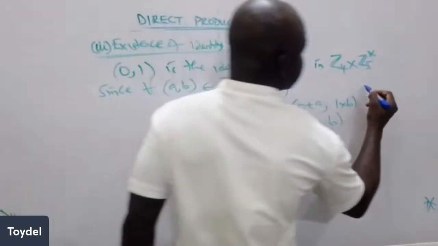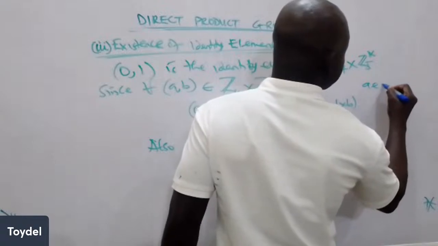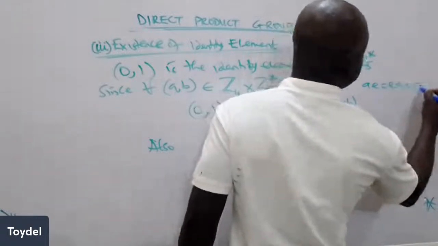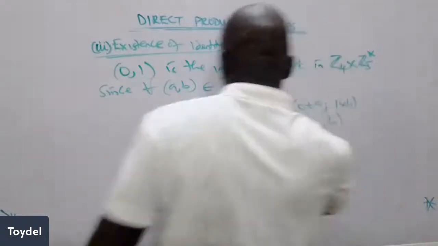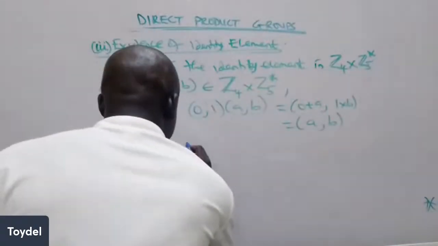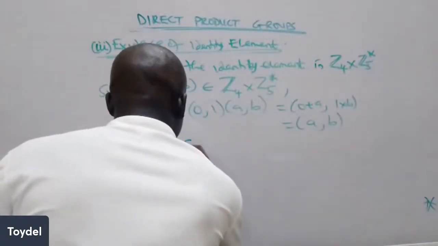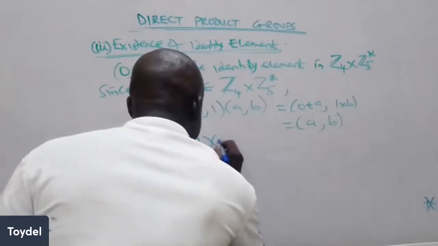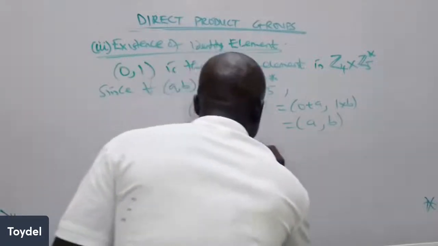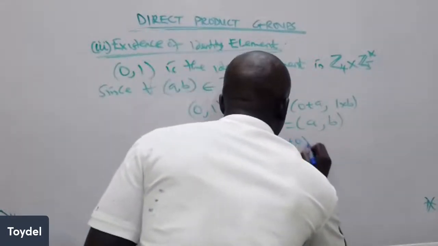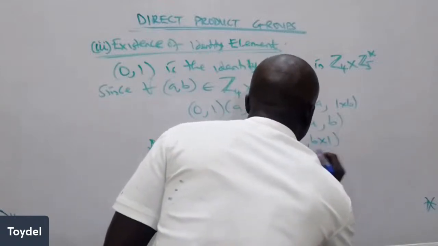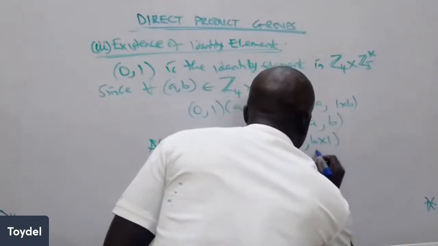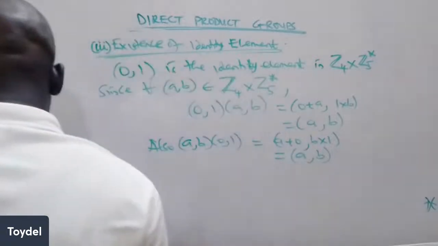Also, normally under identity element, we say A E, which is the same thing as E A, which is the same thing as A, whether you have it at the left or at the right hand side. Also, if we reverse it and say (A, B) into bracket (0, 1), it will still be the same thing as A plus 0, B times 1, which will also give us (A, B). So that's the identity element.